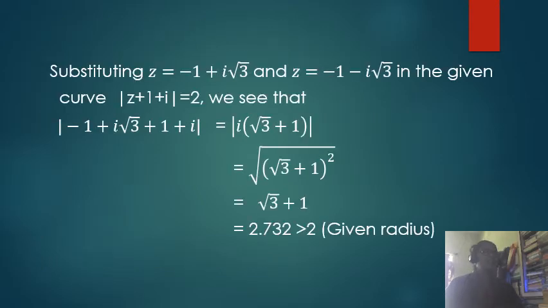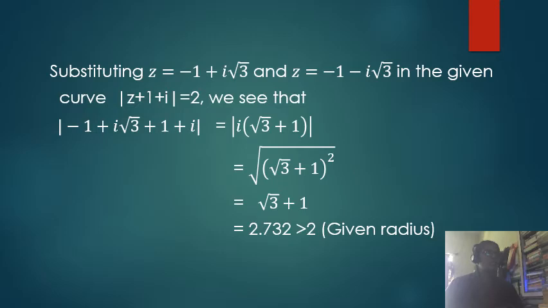Now substituting these two singular points in the given curve, modulus z plus 1 plus i is equal to 2. So this is a circle equation with the center. This z can be taken as x plus iy. So the real part will be x plus 1, imaginary part will be i into y plus 1. So x is equal to minus 1, y is equal to minus 1 is the center of the circle, and the radius of the circle is 2. Therefore the boundary of the region is minus 2 to plus 2.